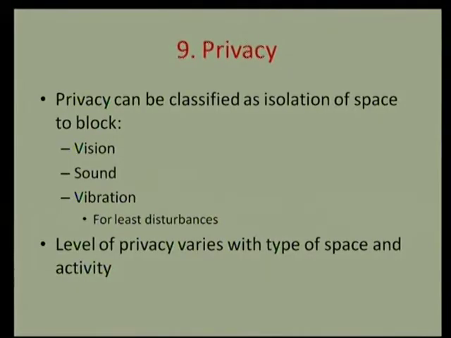Privacy of vision: the interior of a private room should not be visible from the passage or from other rooms. There should also not be penetration of sound, so that privacy is not disturbed. So privacy of sound, privacy of vision, and privacy of vibration. Some equipment will cause vibration, like washing machines, equipment for cleaning utensils, or servicing vehicles. This vibration should not penetrate private places like a study room or bedroom. The level of privacy varies with the type of space and activity.